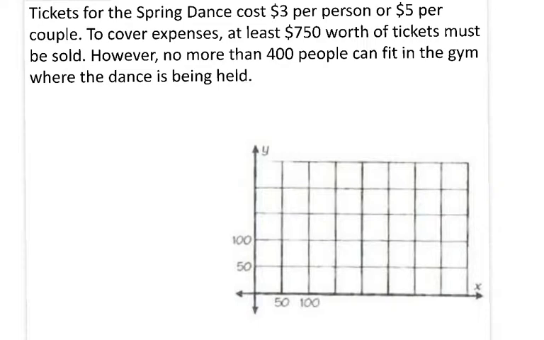On to the last problem. Tickets for the spring dance cost $3 per person or $5 per couple. To cover expenses, at least $750 worth of tickets must be sold. However, no more than 400 people can fit in the gym where the dance is being held.